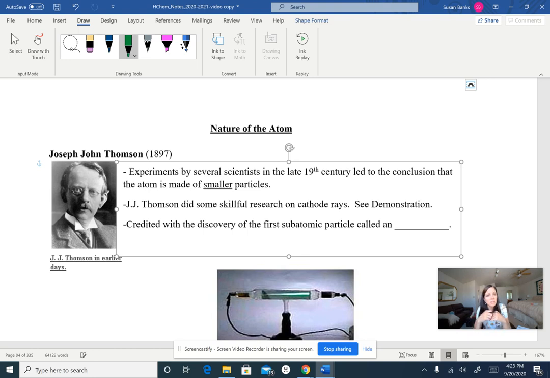And he noticed that the ray was deflected towards the positive side of the magnet. Now, we all know with electricity and magnets, opposites attract. So if it was attracted to the positive side of the magnet, what can we say about the charge of the electrical current going through that cathode ray? We can say that it was negative, okay? So J.J. Thomson was credited with the discovery of the first subatomic particle, and we call that an electron.